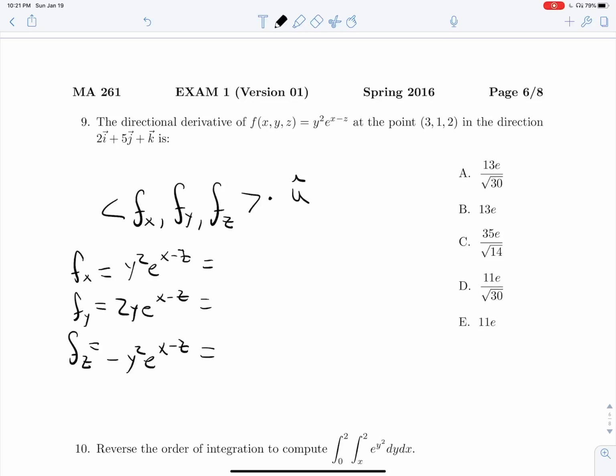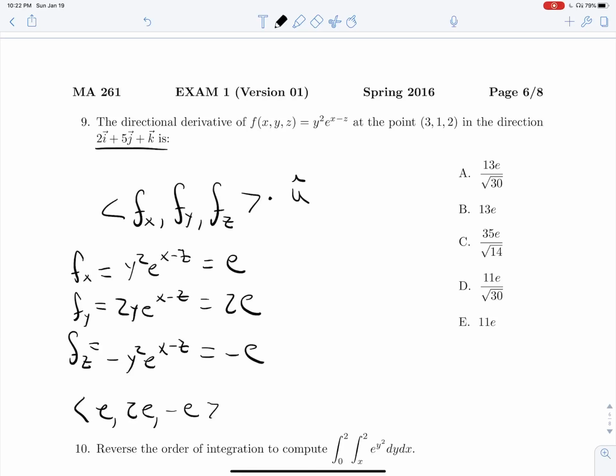And we are going to get e, 2e, and negative e. Awesome. So we already know half of our big dot product. I'll give myself some more space down here. e, 2e, negative e. Those are our values for our partial derivatives.